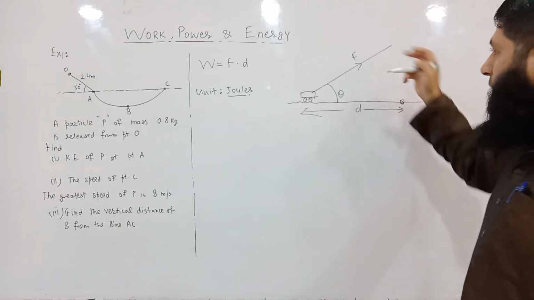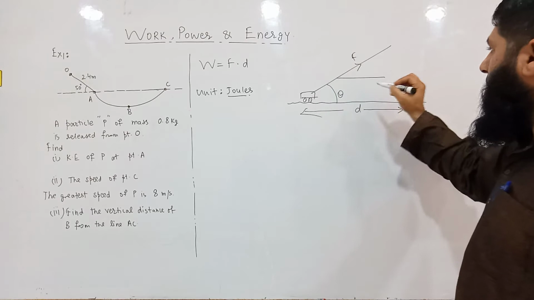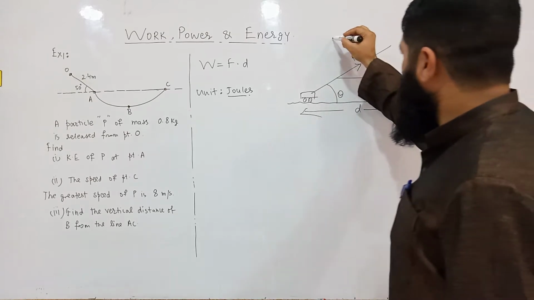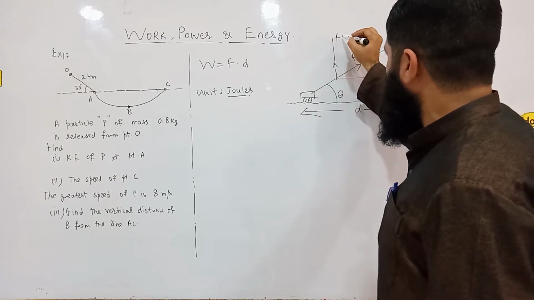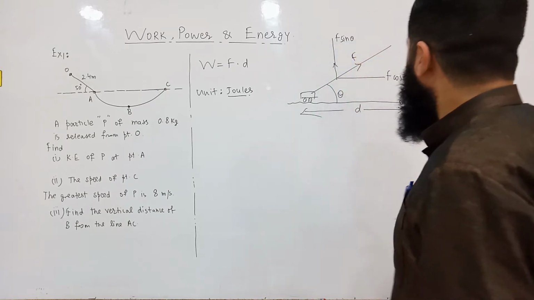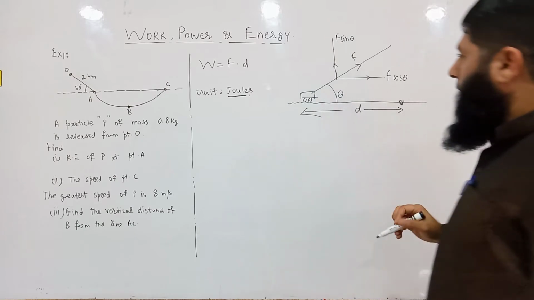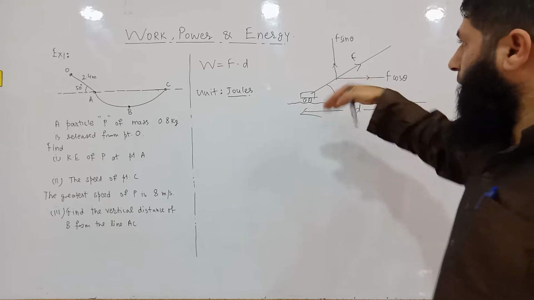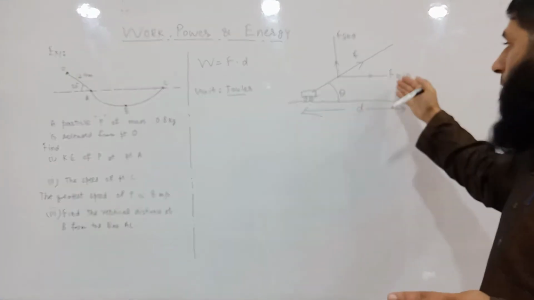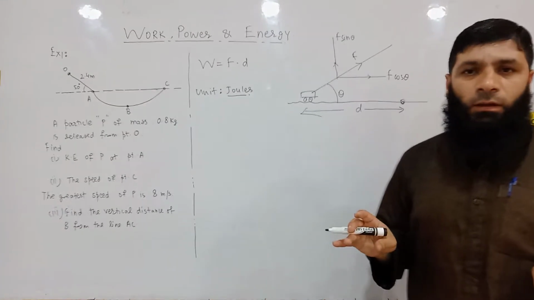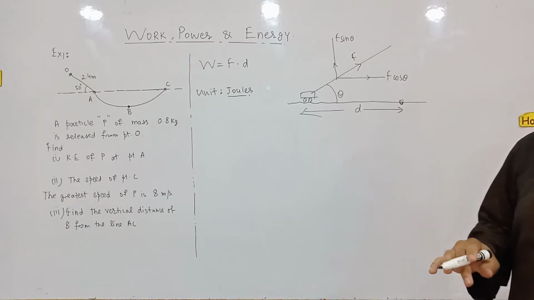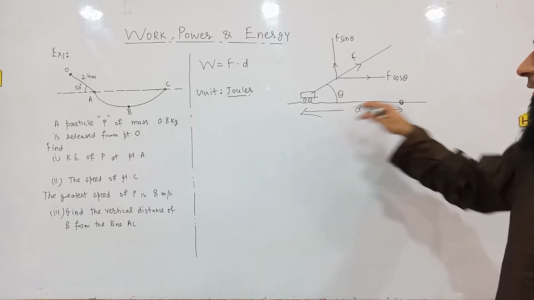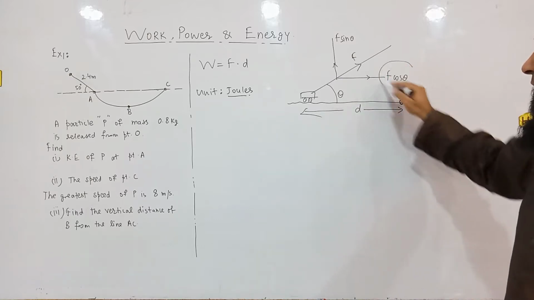We can resolve this force into components. This will be the horizontal component and this is called F cos theta. And this is the vertical component, called F sin theta. And we know that this body is moving horizontally. It is not going vertically upward. So only the horizontal component of force is active. This component is inactive. So the component of force which is along the covered distance is F cos theta.